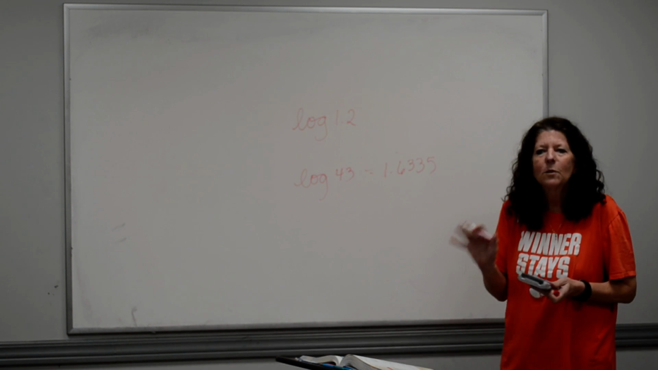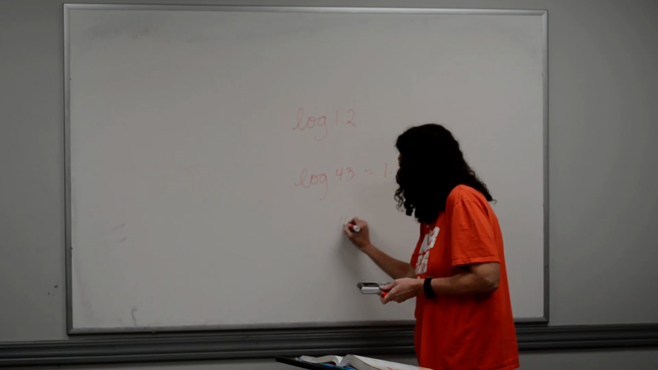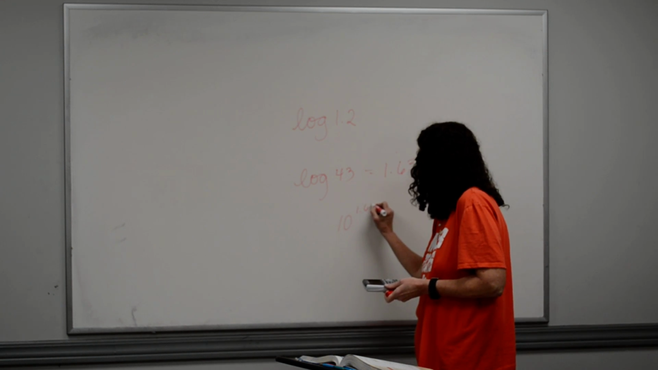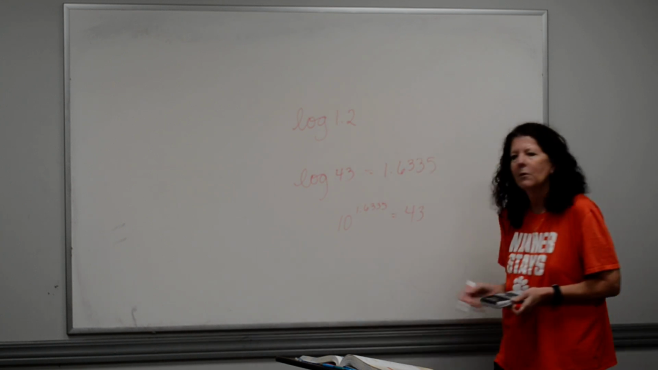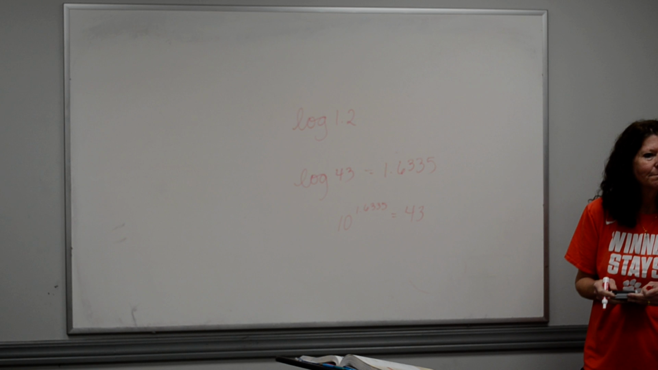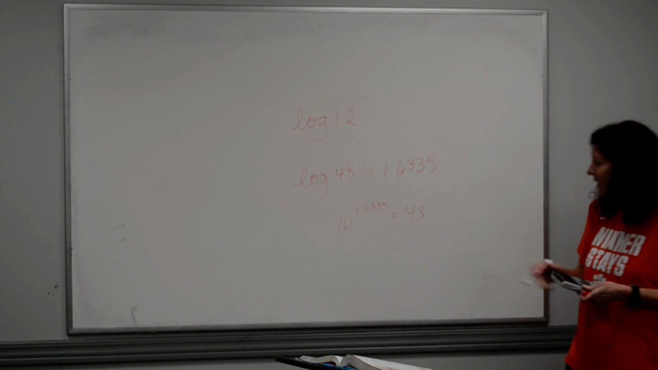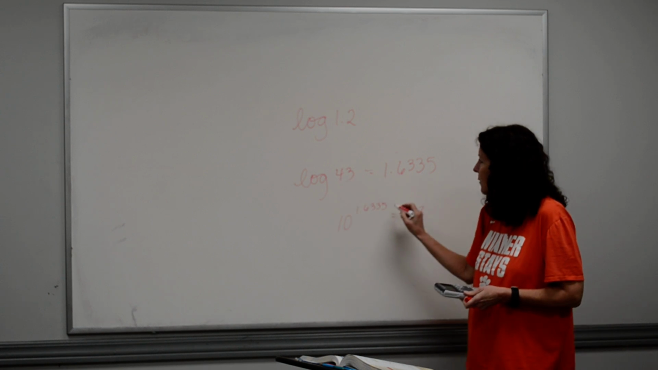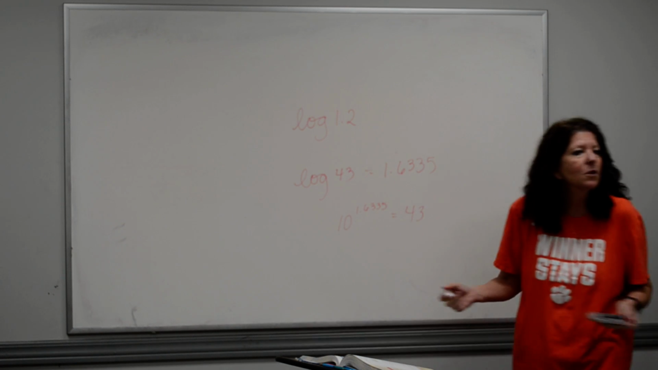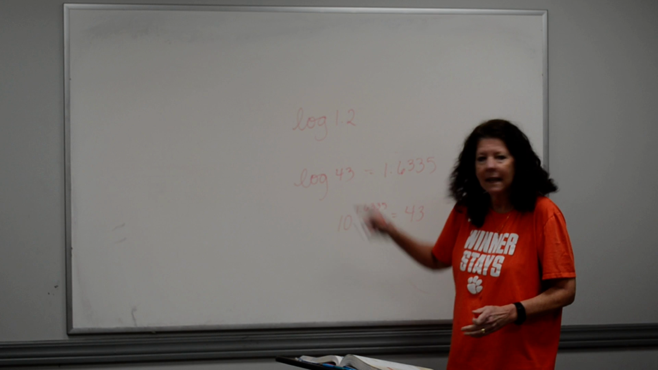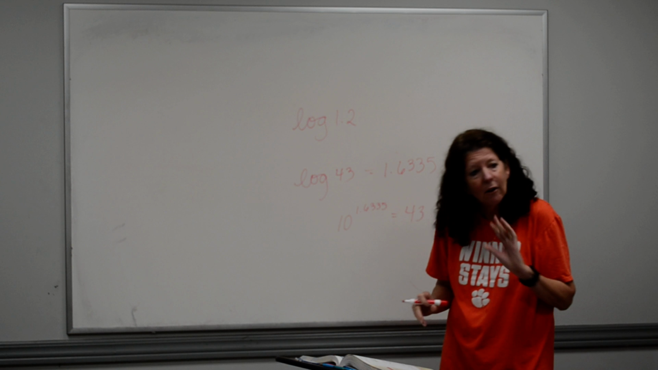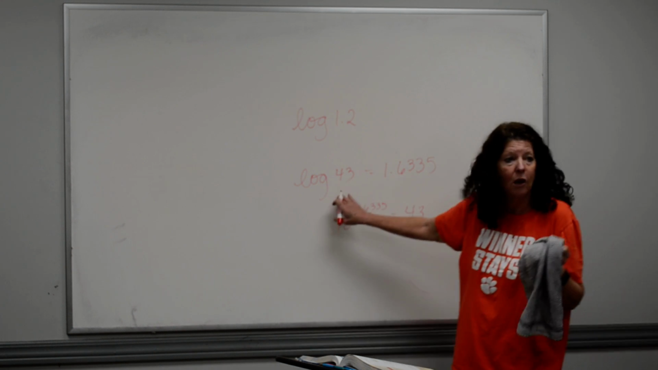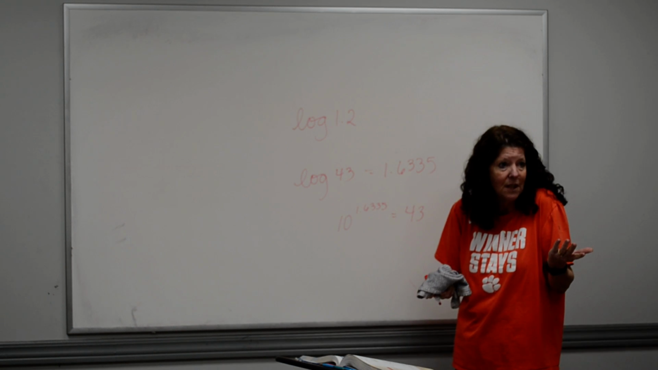Here's what that says. As crazy as that sounds, 10 raised to the 1.6335 power is equal to 43. As weird as that sounds. So when I do the log of 43, I'm asking, what power would I have to raise 10 to get 43? So anytime you don't see a base on your log, understand that it's just a base of 10.